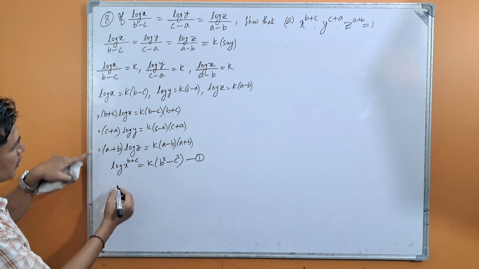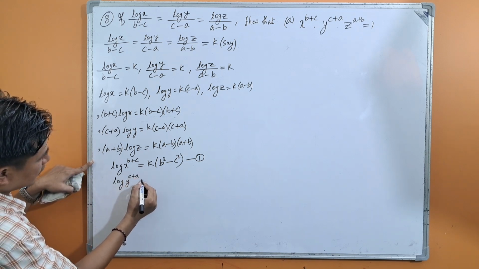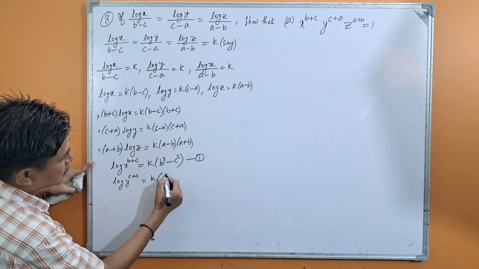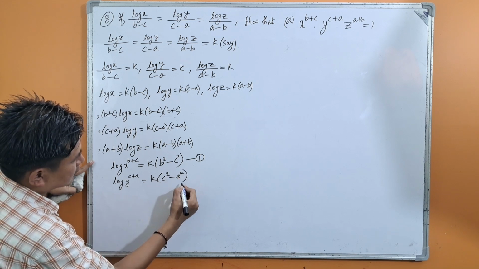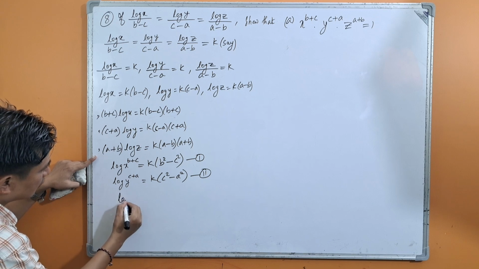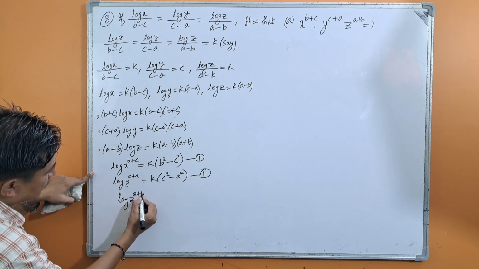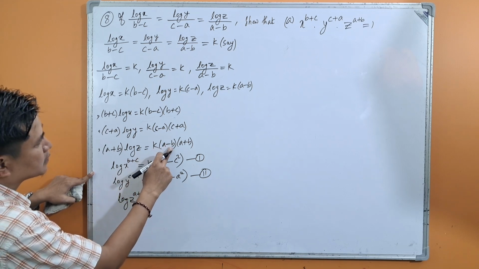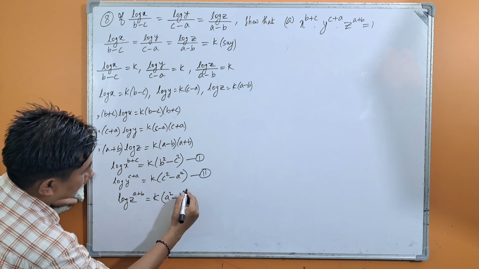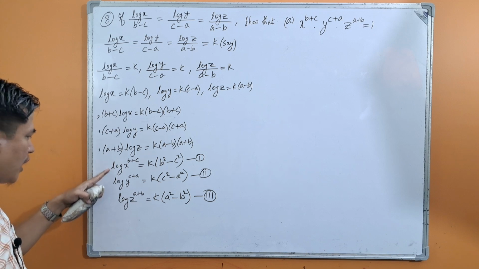Okay, now we do the same thing here also. Log y to the power c plus a equal to k into c minus a. C plus a is c square minus a square, isn't it? This is equation 2. Okay, the same thing we do here. Log z to the power a plus b equal to k into a minus b. A plus b is k into a square minus b square. This is equation 3.